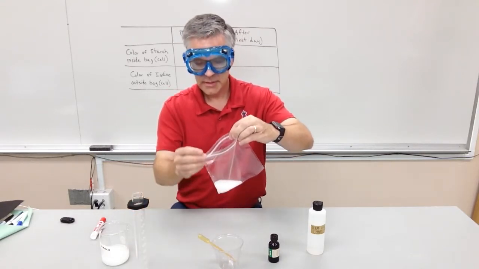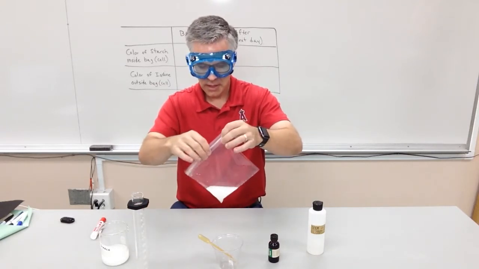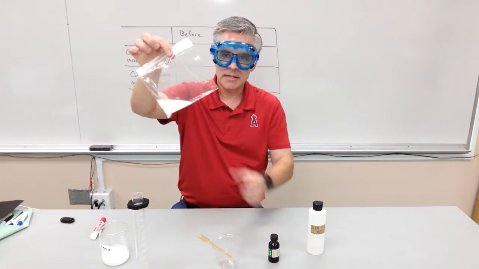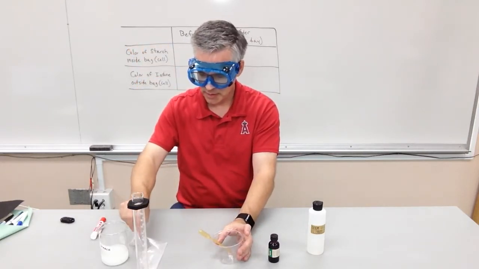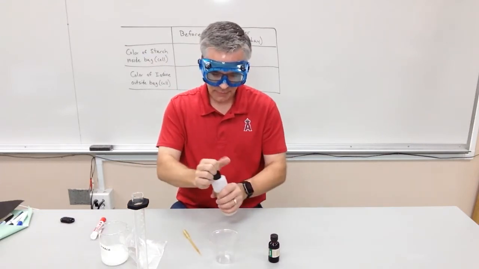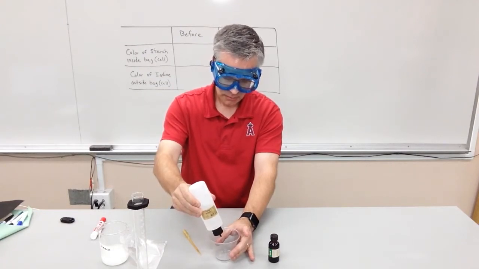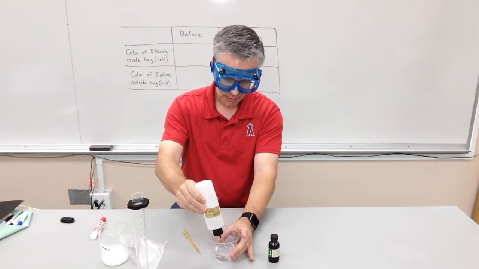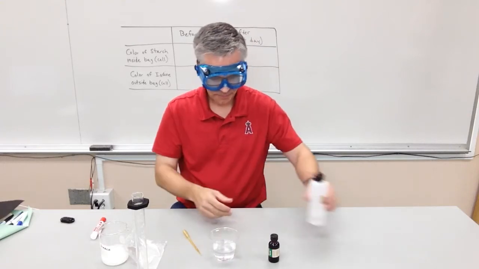Then I'm going to seal that and double check that everything's sealed. That's going to represent what's inside my cell, and my cup is going to represent what's outside my cell. I'm going to put that bag off to the side for just a second, and fill this cup about halfway full with water. I don't really have to measure it, just fill it about halfway. Right about there is pretty good.